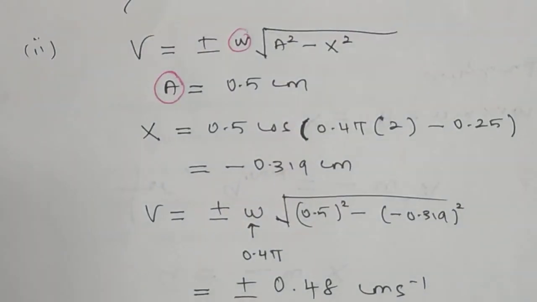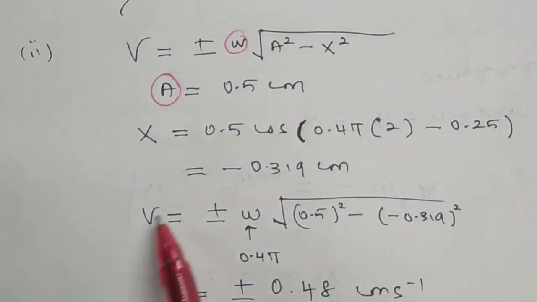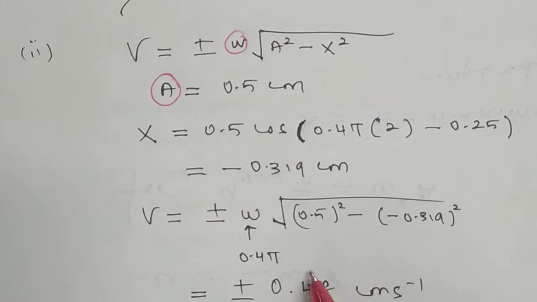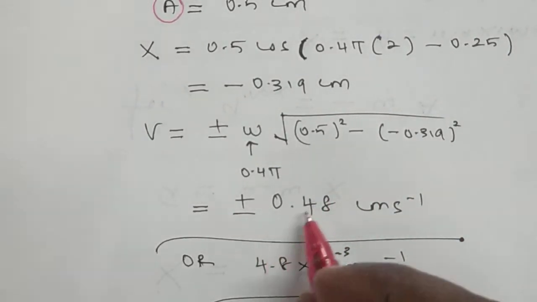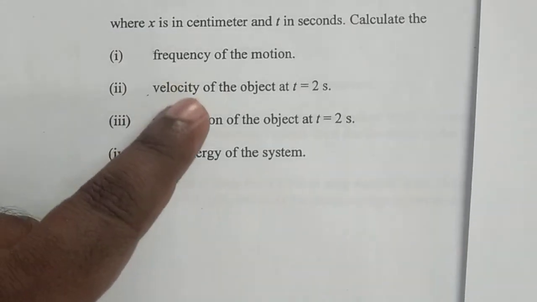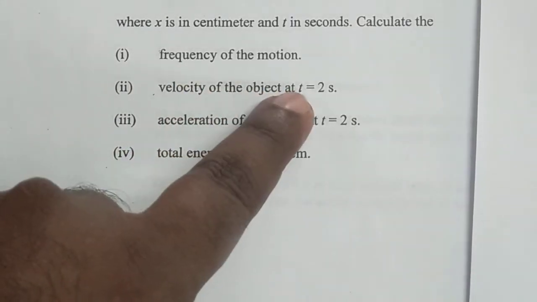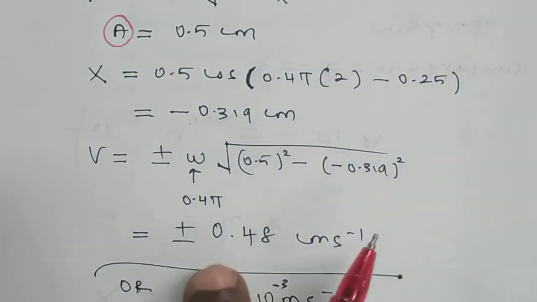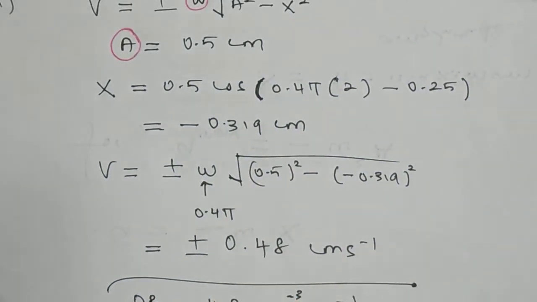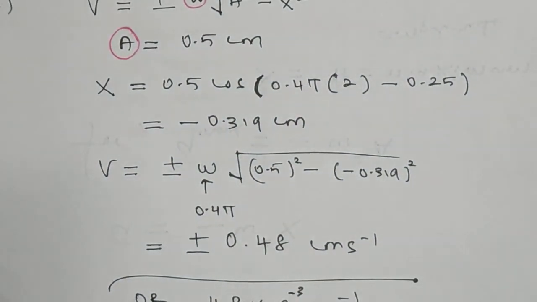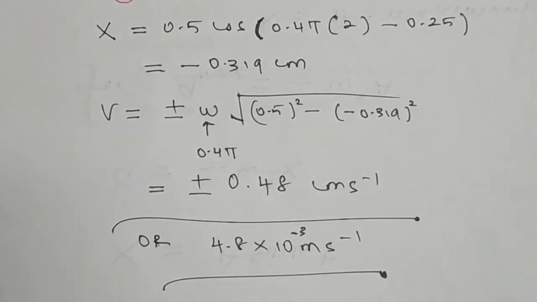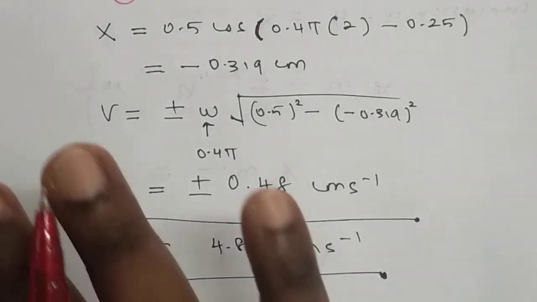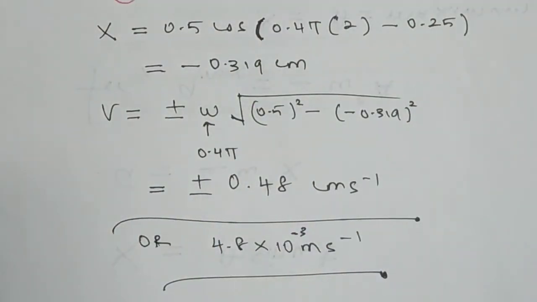So now we can substitute all the values into this formula. Then finally you will get the velocity of the object at t equals 2 seconds, which is negative 0.48 centimeter per second or negative 4.8 times 10 to the power of negative 3 meter per second. Simple like a bubble without giving you any trouble.